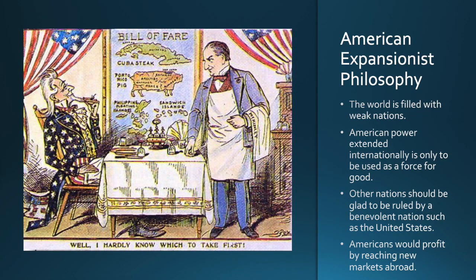And while we're on this subject of expansion, I want to explain what the American expansionist philosophy was. So the idea generally shared by a lot of the people who were pro-expansion was that the world is filled with weak nations, and American power is extended internationally only to be used as a force for good. So we're only doing this because it's the right thing to do and we're doing a good thing. And they're saying that other nations, meaning the nations we're expanding to, should be glad to be ruled by such a benevolent nation as the United States.